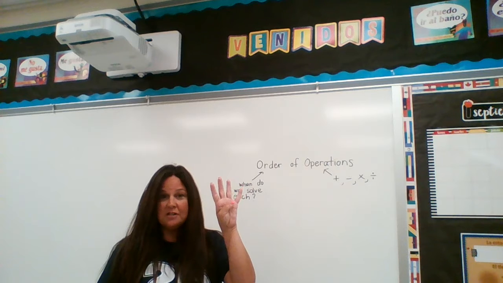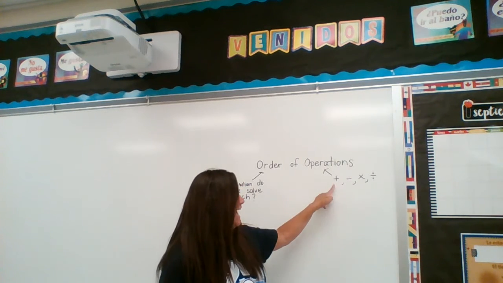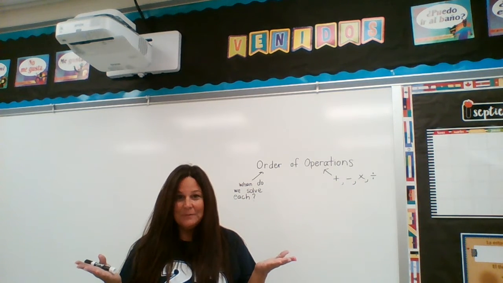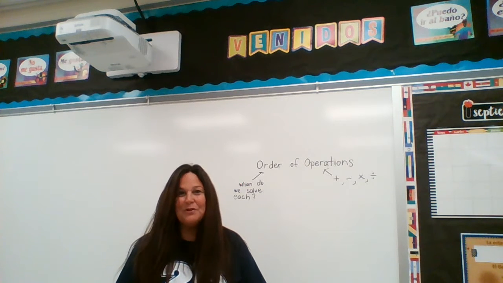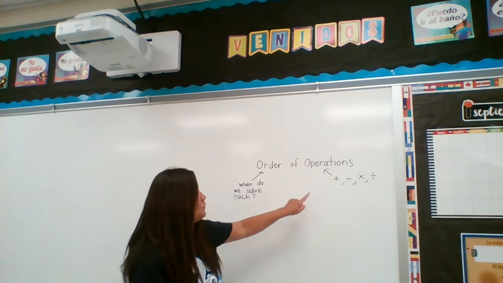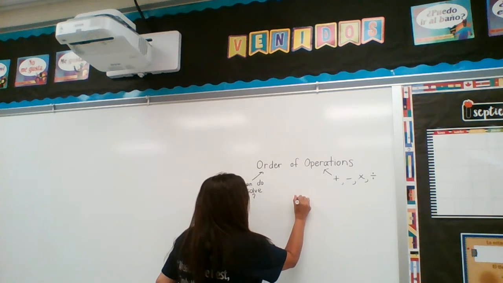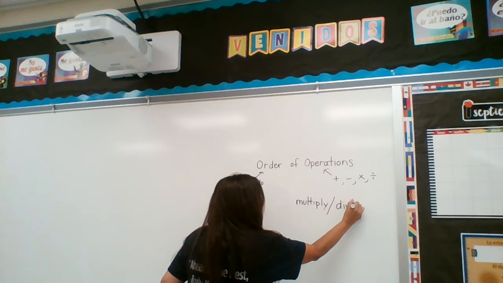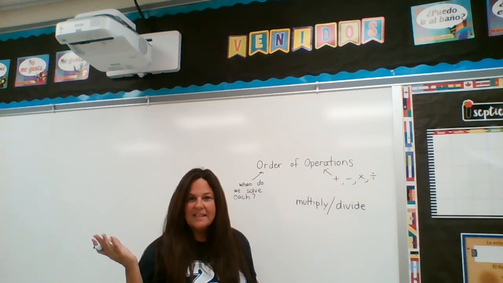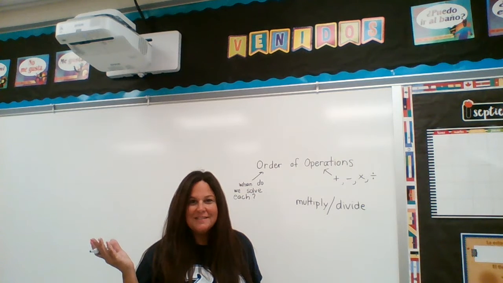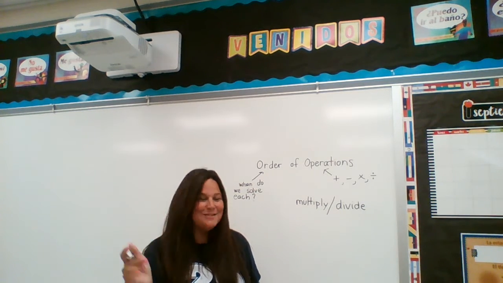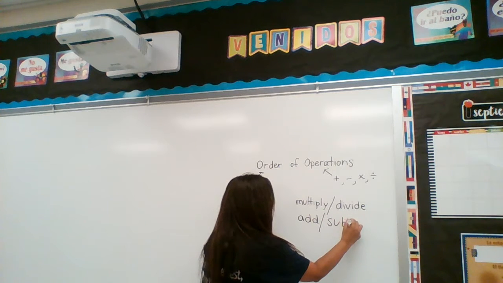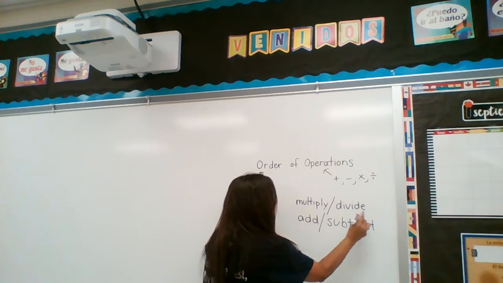Well, we have four operations. We have adding, subtracting, multiplying, and dividing. So which one do we do first? You said multiplication, didn't you? You are absolutely correct. When we're just talking about these operations, we want to multiply and divide first. What does that leave for the next operations? Right, addition and subtraction. So first we want to multiply and divide, then we want to add and subtract.